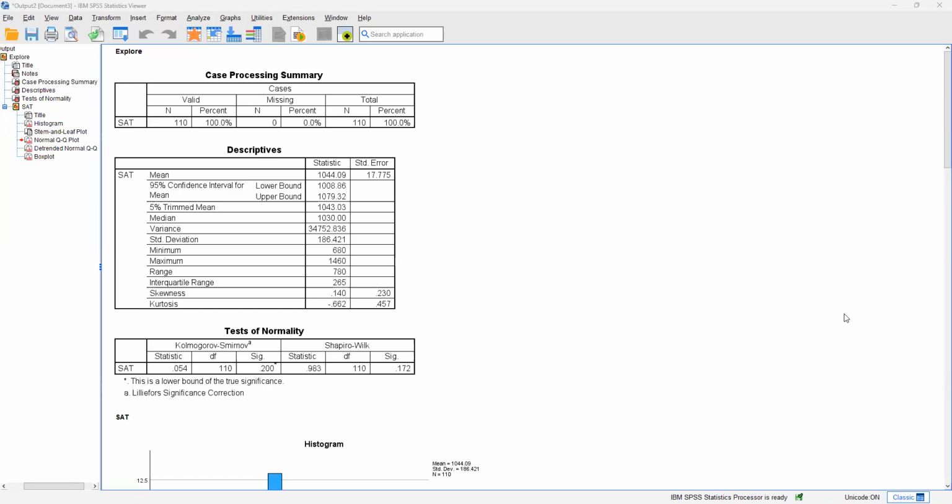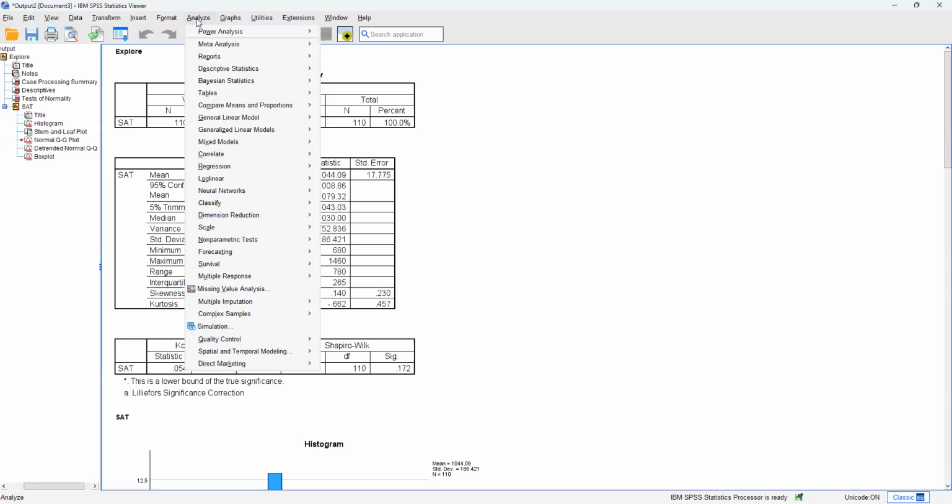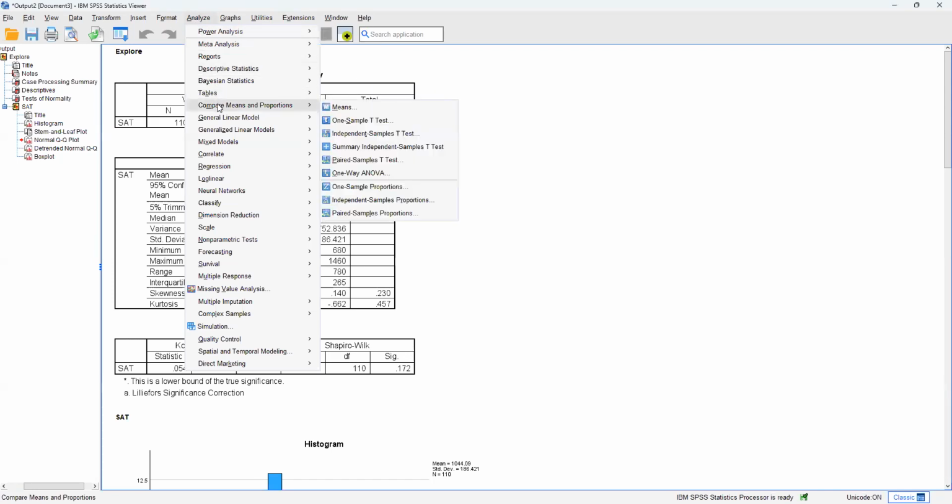For the one sample t-test, we are going to analyze. We can run this from the output or back to the data file if we want. I'm going to go to analyze and compare means and proportions. That's what my dialog looks like. If you have a different version, the options may look slightly different, but should be something very similar. Compare means, proportion, and then I want to find the one sample t-test. So analyze, compare means, and one sample t-test.